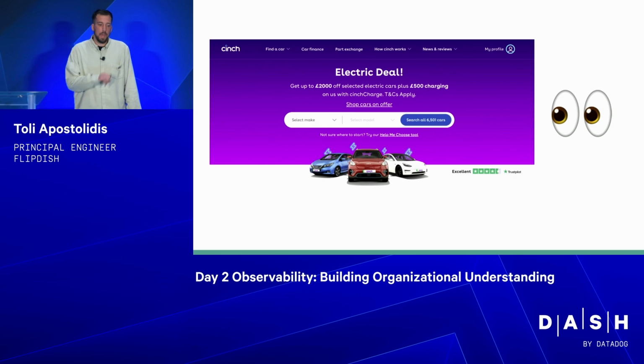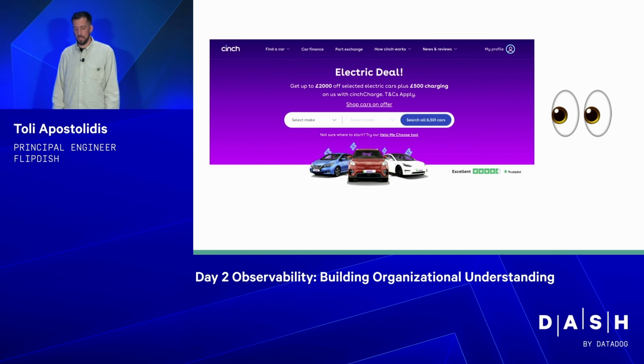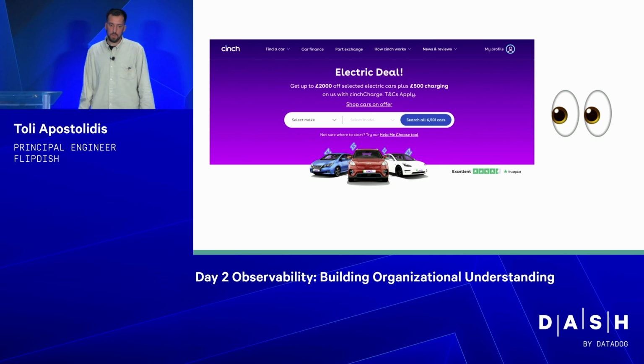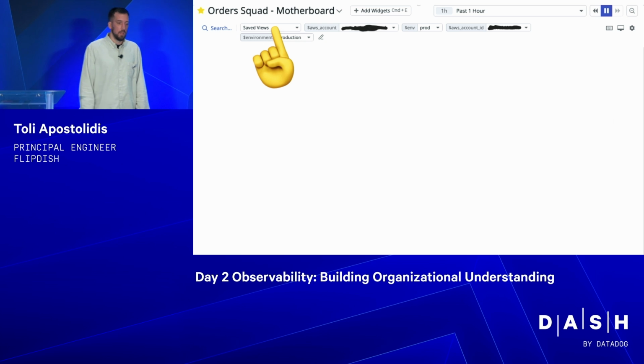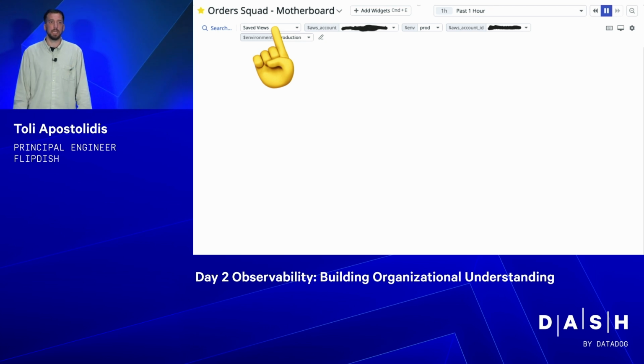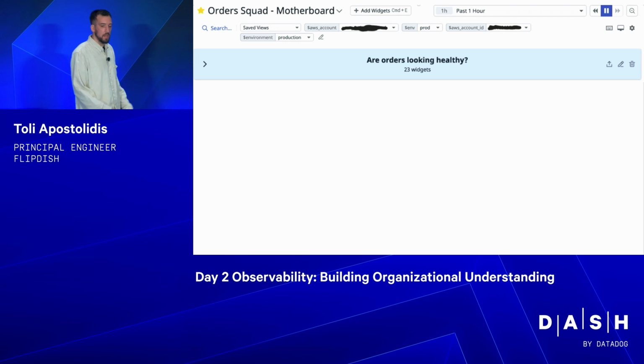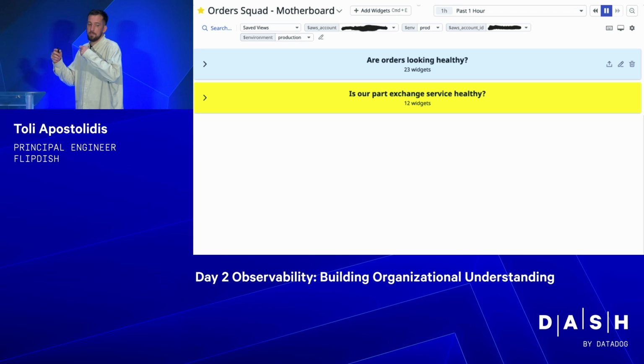And finally, all the teams had their eyes on production systems. They were testing in production, if you want to use that phrase. And that is really, really powerful. You started getting dashboards like this, the order squad's motherboard. This is the orders team, the product engineering team. They started asking questions: are orders looking healthy? Then, is the part exchange service healthy?